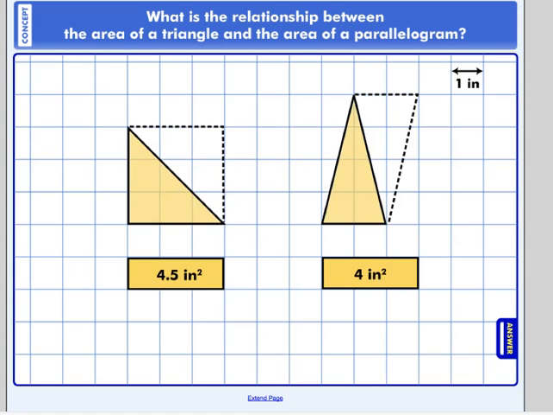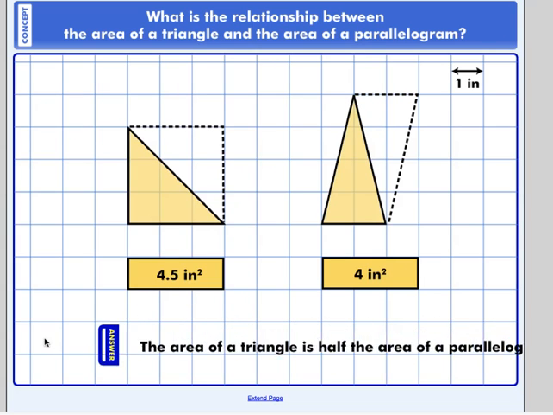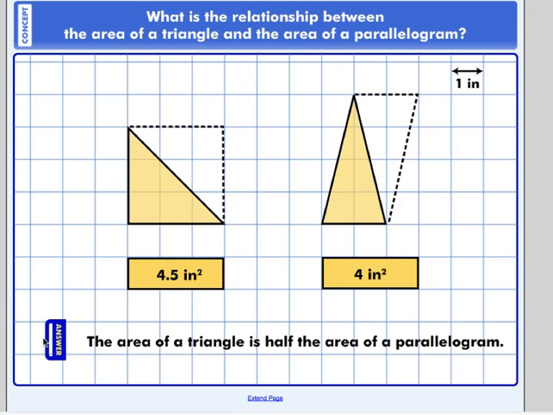So what is the relationship between the area of a triangle and the area of a parallelogram? The area of a triangle is half the area of a parallelogram. Now keep in mind, rectangles and squares are also parallelograms, okay? We don't usually call them parallelograms because they're a little bit more special than that with their right angles, but they are. So it works the same. The area of a triangle is half the area of a parallelogram that those dimensions would make.